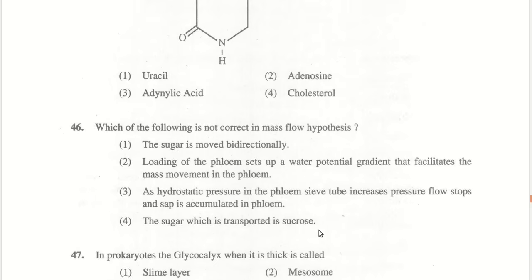The sugar which is transported is sucrose, it is a correct statement. As hydrostatic pressure in the phloem sieve tube increases, pressure flow stops and sap is accumulated in phloem. This is a wrong statement.